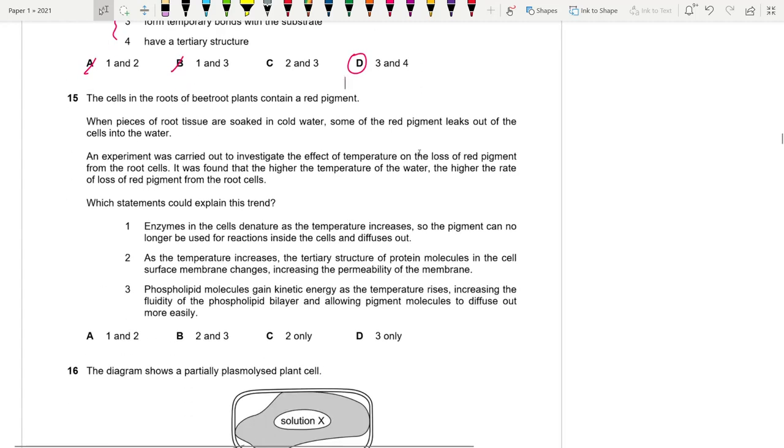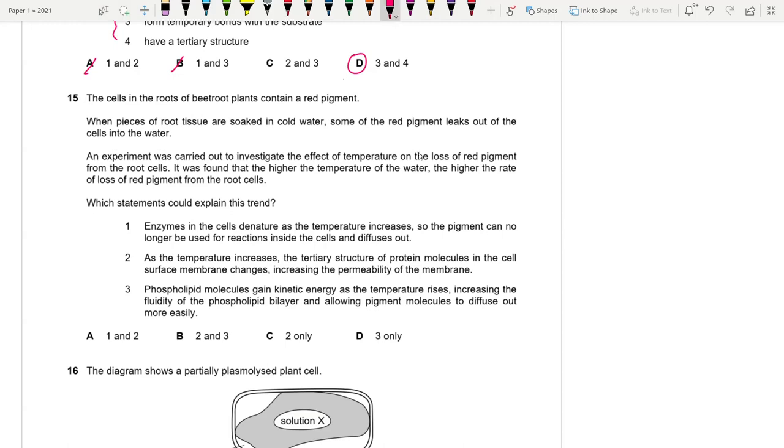When pieces of root tissue are soaked in cold water, some of the red pigment leaks out of the cells into the water. An experiment was carried out to investigate the effect of temperature on the loss of red pigment from the root cells. It was found that the higher the temperature, the higher the rate of loss of red pigment from the root cells. Which statements could explain this trend? Enzymes in the cells denature as the temperature increases, so the pigment can no longer be used for reactions inside the cells and diffuses out.